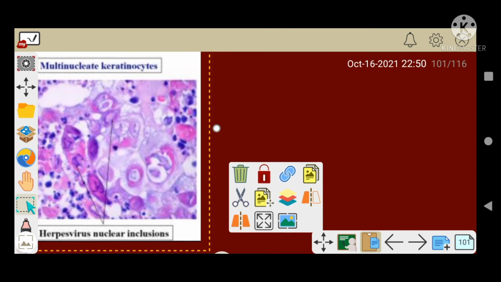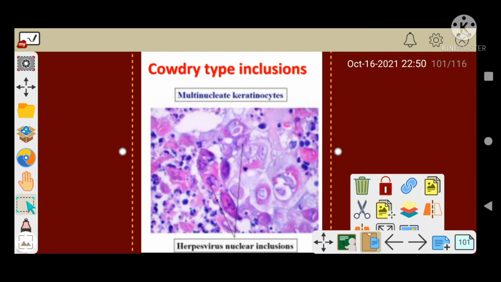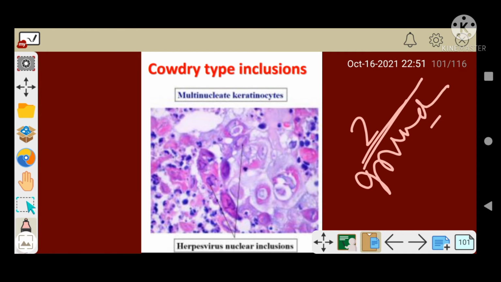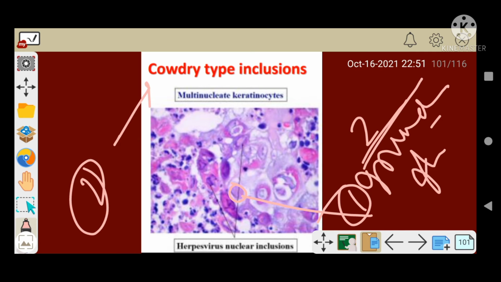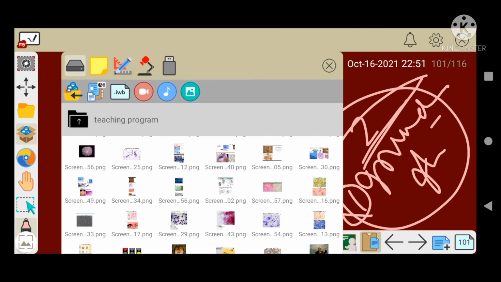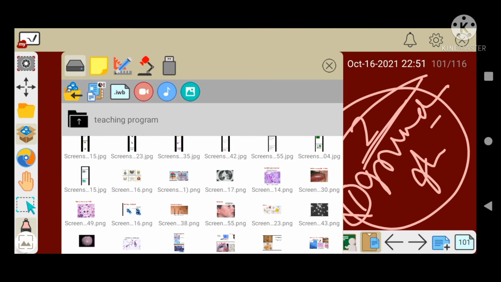Okay. What is this? Okay, this is your Cowdry type inclusions in herpes virus. See, herpes virus, important is there are two findings. One is ground glass hepatocytes, somewhat like this, totally clear hepatocyte, what we say as ground glass hepatocyte. And number two is this one, Cowdry type inclusions. I will bring a good image. So this is your Cowdry type inclusion, another is ground glass hepatocytes. Both are important, both have been asked.